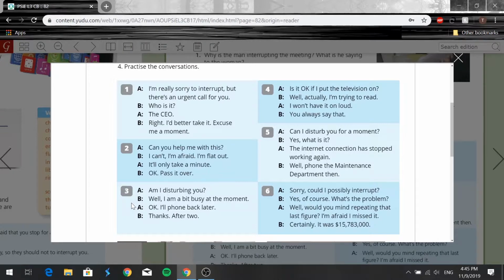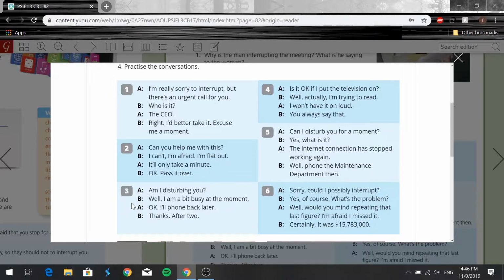Okay, pass it over. So we'll say that conversation 2 seems to be at home or at a university or in the sitting room. It looks like it's a casual conversation. Okay? And then we have 4.